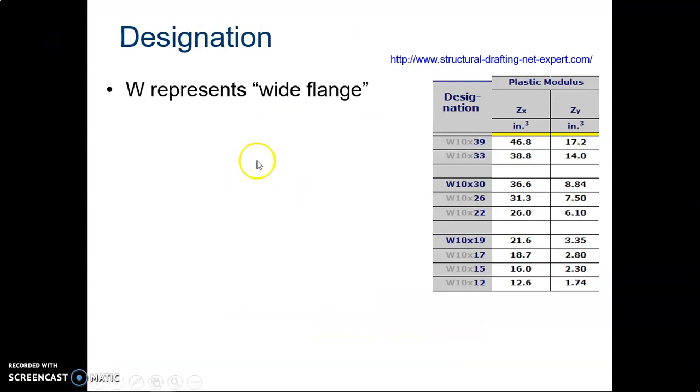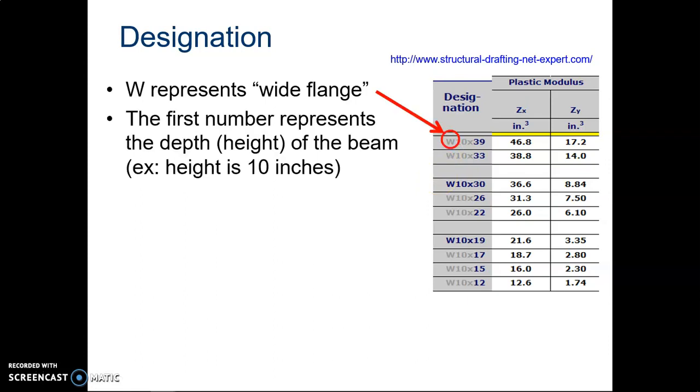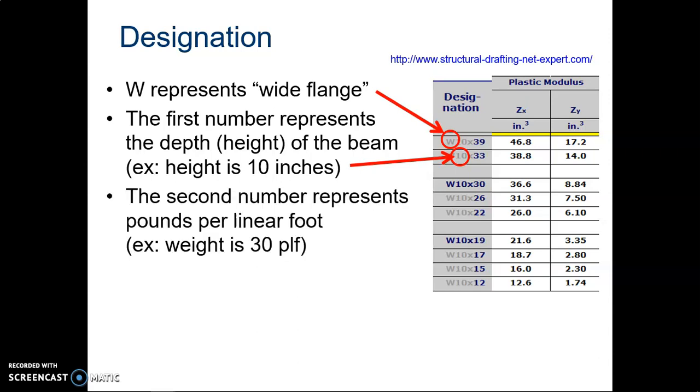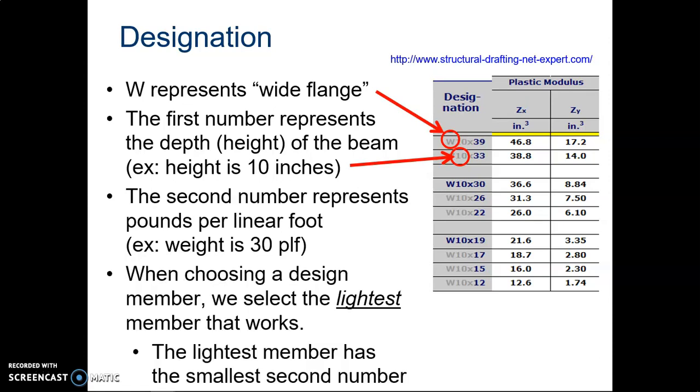So W represents wide flange. It's the top part of it. There's where the W is. The next number represents the depth or the height of the beam. So if it says W10, it's roughly 10 inches in depth or in height. The next number represents the pounds per linear foot, meaning for each 1 foot of this beam, it weighs 33 pounds right here. This one, a W10 by 30, weighs 30 pounds per linear foot.